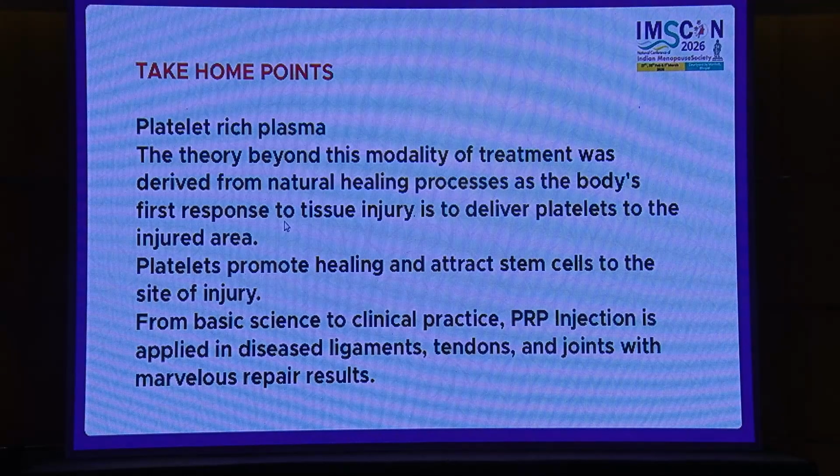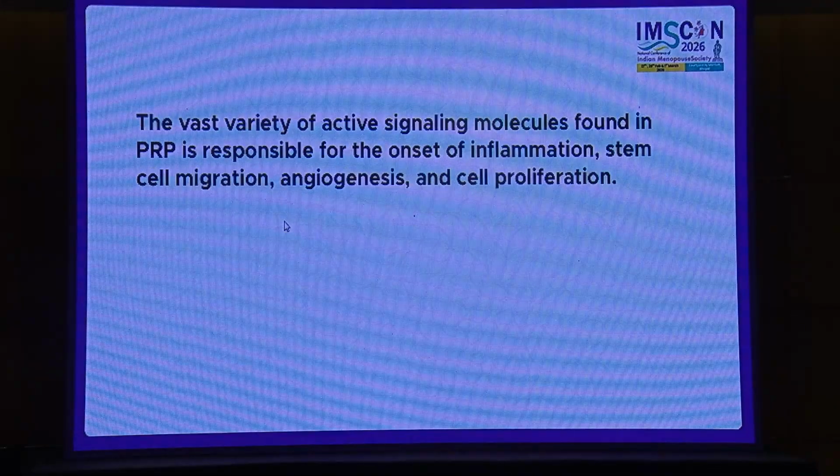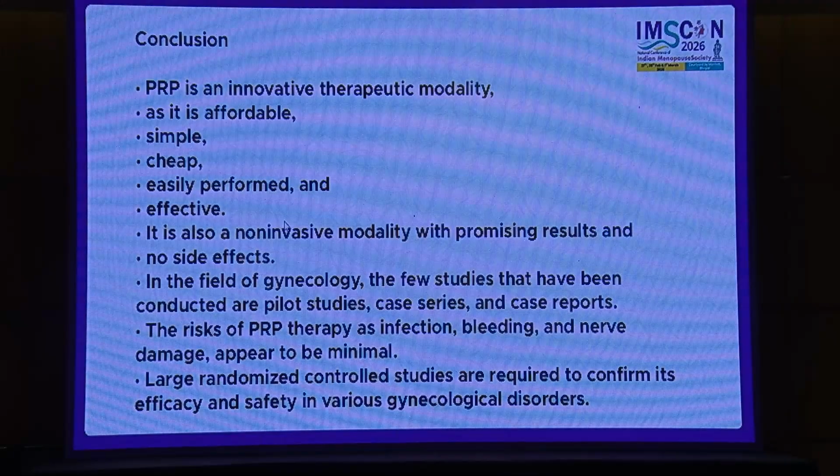So the take-home point is platelet-rich plasma. The theory behind this modality of treatment was derived from the natural healing process, as the body's first response to tissue injury is to deliver platelets to the injured area. Platelets promote healing and attract stem cells to the site of injury. From basic science to clinical practice, PRP injection is applied in diseased ligaments, tendons, and joints for repair. A vast variety of active signaling molecules are found in PRP, which are responsible for the onset of inflammation, stem cell migration, angiogenesis, and cell proliferation.